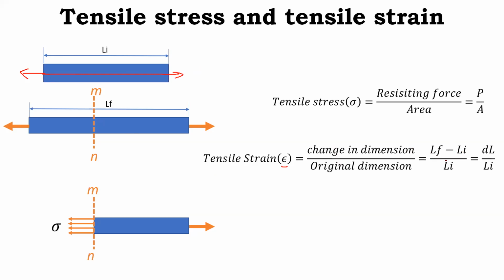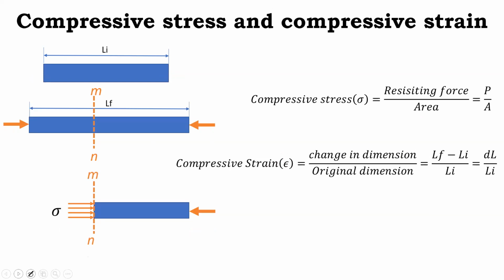Both these are units of length, so they cancel each other and we don't need any unit to define it. But sometimes in practical applications, they might use units like millimeter per millimeter or millimeter per meter. But actually it doesn't have any unit. So this is about the tensile stress and tensile strain. Similarly, we can get compressive stress and compressive strain.